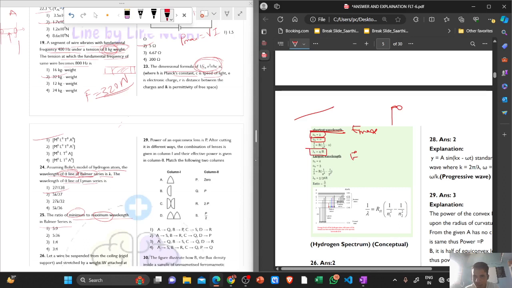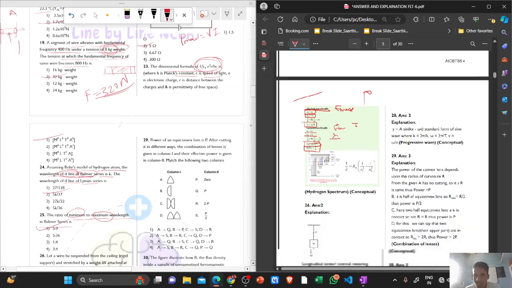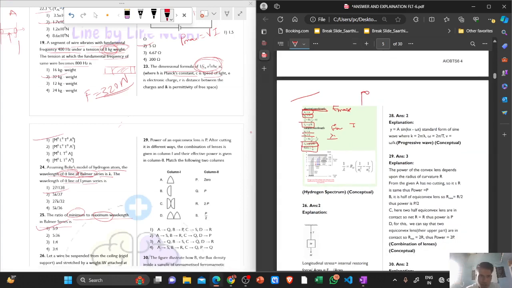The largest wavelength is coming from the next transition, so n1 is 3 and n2 is 2. So lambda 2 will come here. If we take lambda 1 by lambda 2, the ratio becomes 5 by 9. So our answer will be option 1, which is correct. Moving to another question.